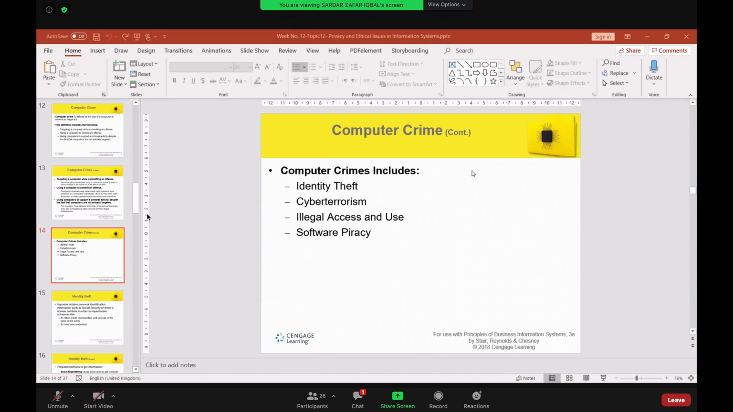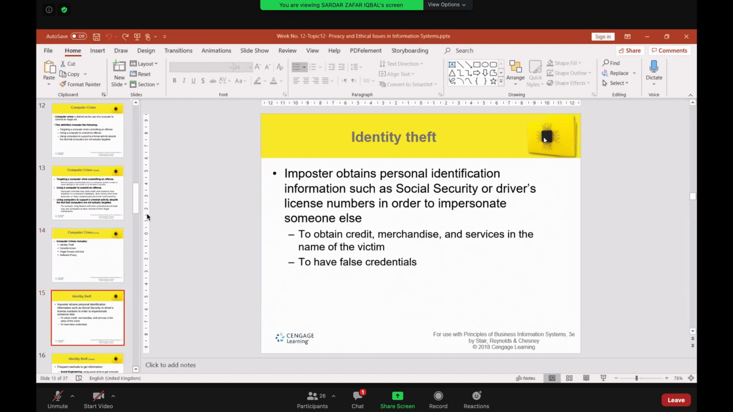Okay, so far we discussed computer waste, computer-related mistakes, and how to create policies for that: establishing policies, implementing policies, and monitoring and reviewing policies. Then we discussed computer crime and different types of computer crimes. So let's talk about these one by one. Identity theft. I think you are familiar with identity theft.